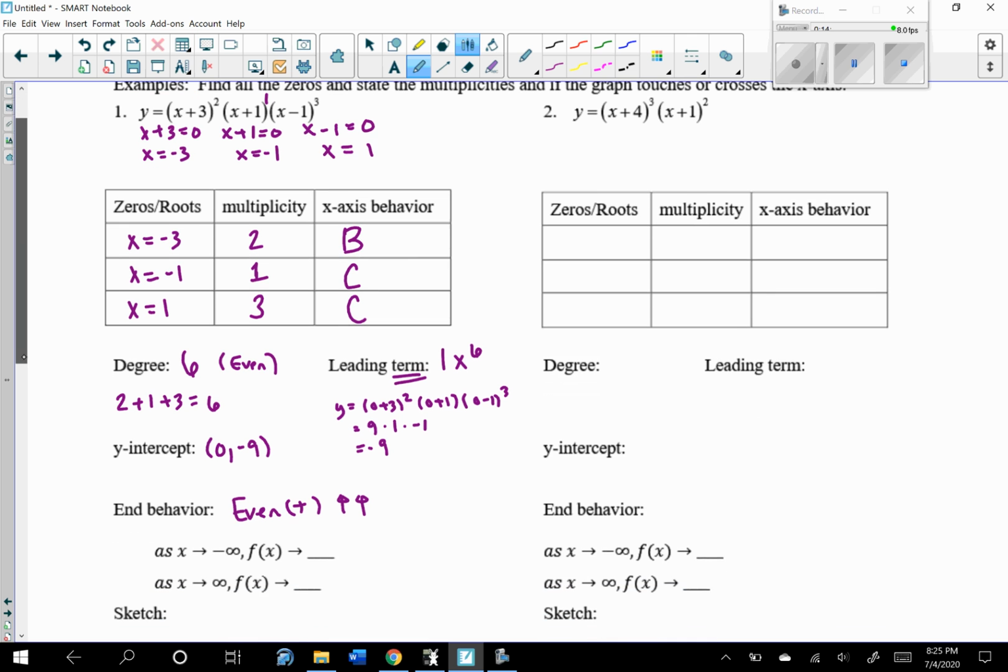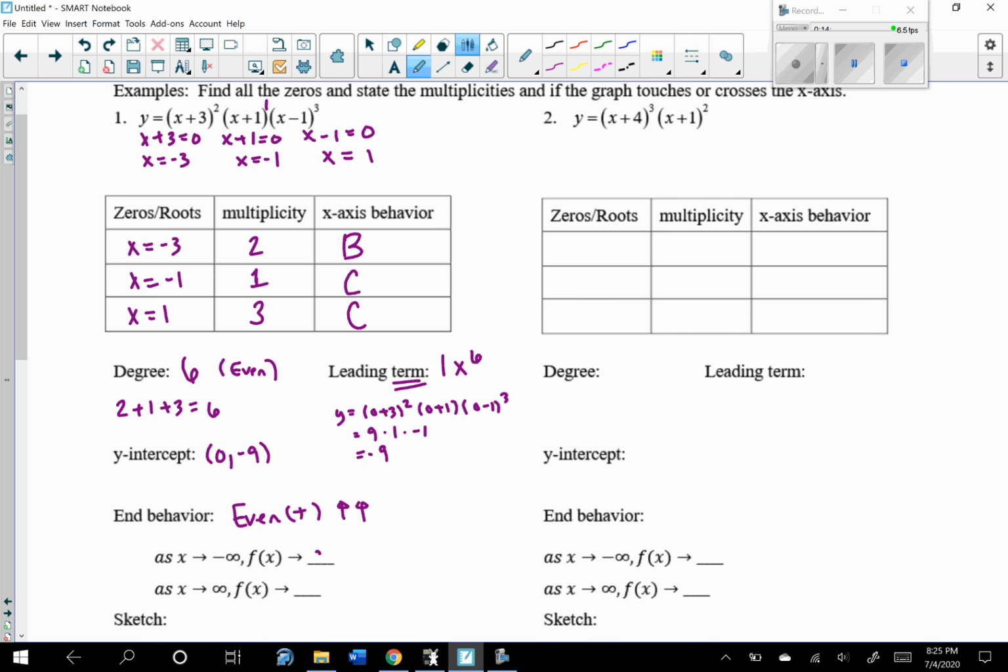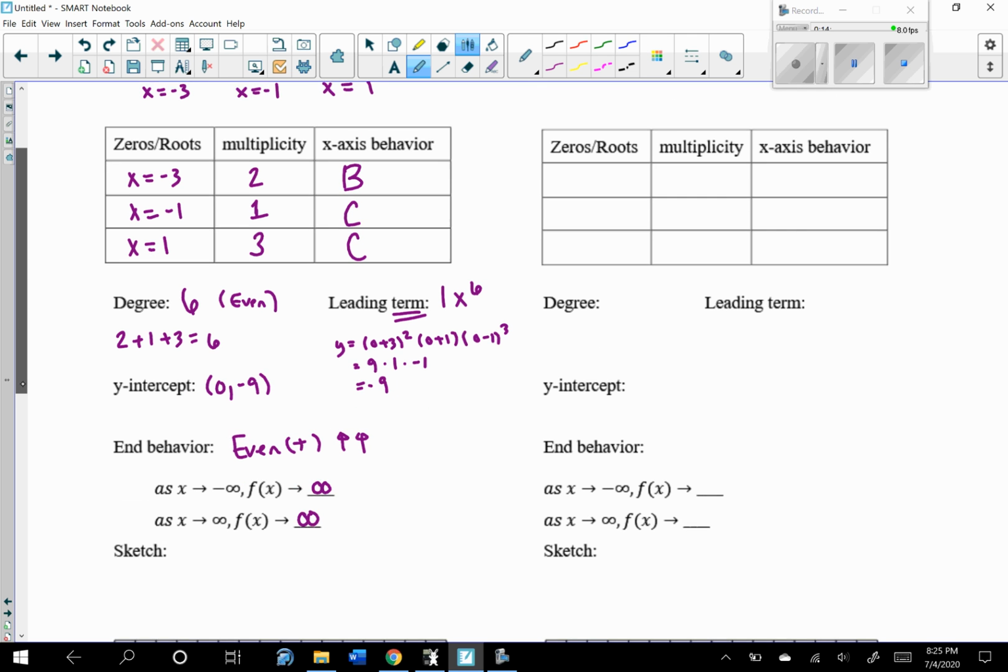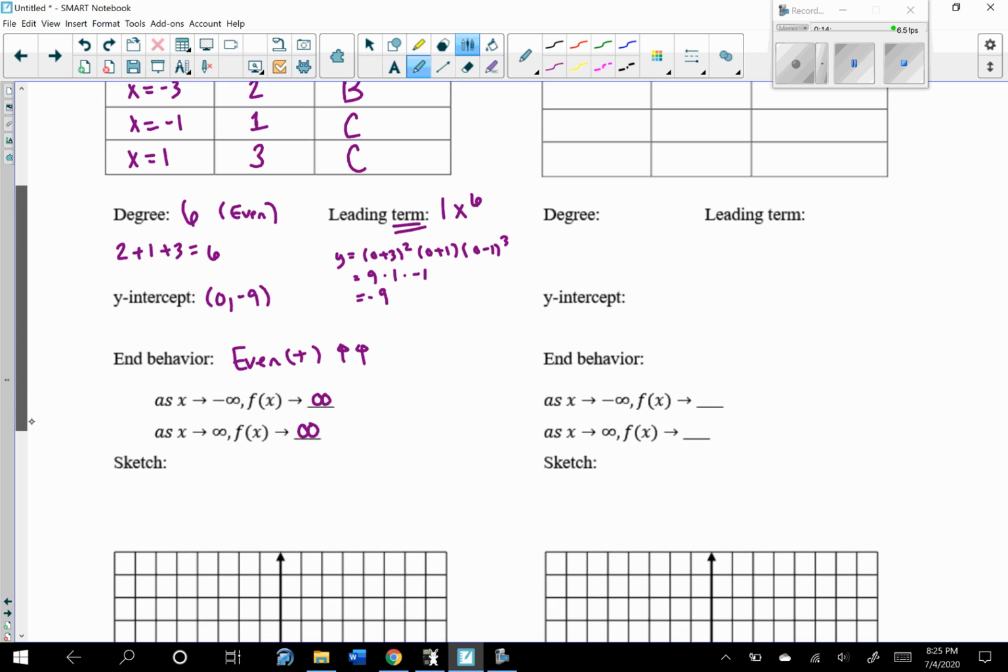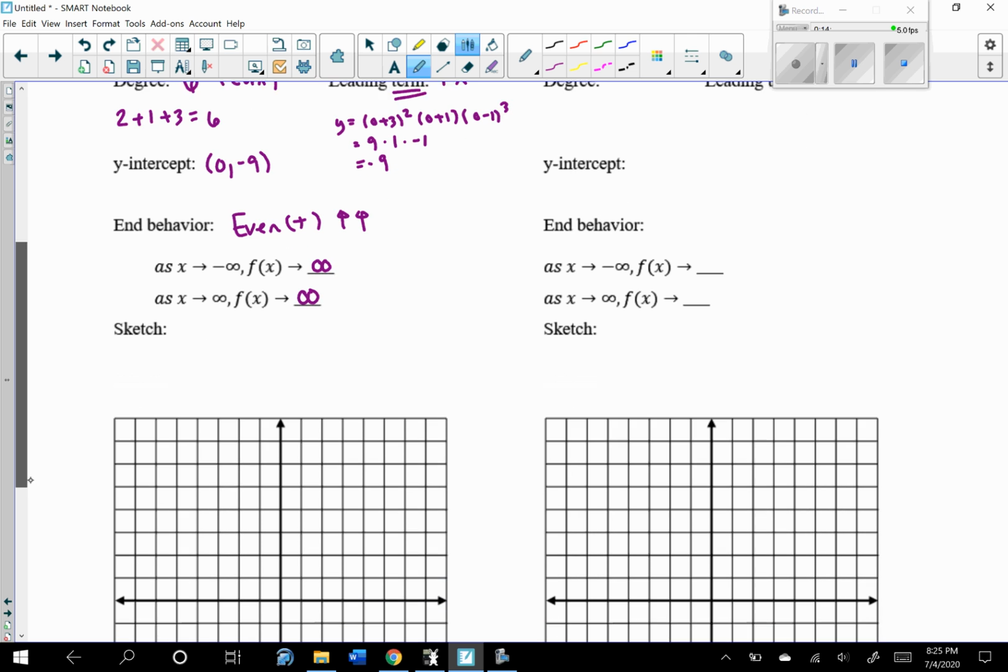I know for the end behavior, as x approaches either positive or negative infinity, the ends of my graph are both going up because it's even and positive for the degree and the leading coefficient, because remember, use that leading term to help you define the end behavior. Now we have enough information to go ahead and graph this without having to use our calculator.